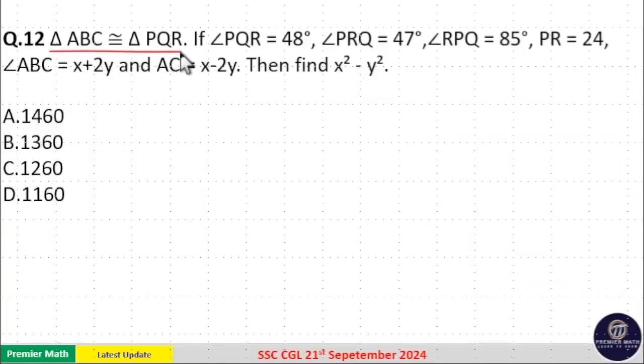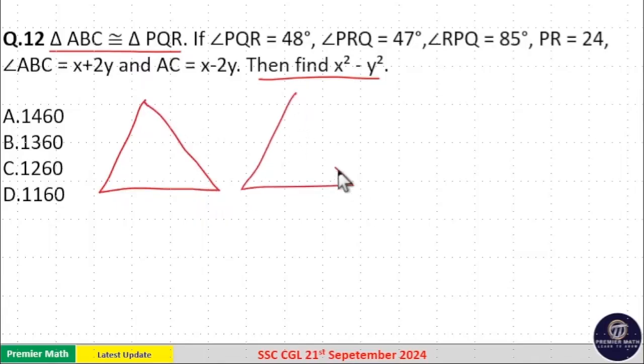Triangle ABC is congruent to triangle PQR. Then find x square minus y square. Congruent triangles mean all the corresponding sides and corresponding angles are equal. Remember the symbol? They just give the symbol, didn't mention it. And write the alphabets in the correct order. That is, this is ABC, so this should be PQR. Write in the correct order.